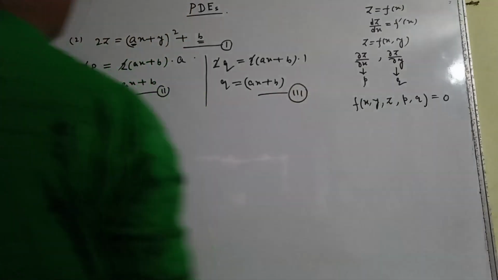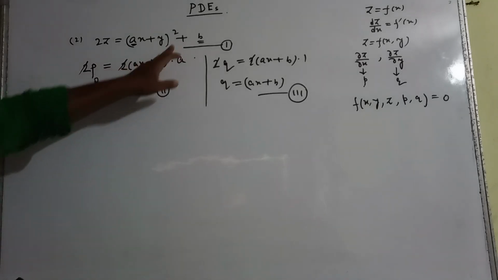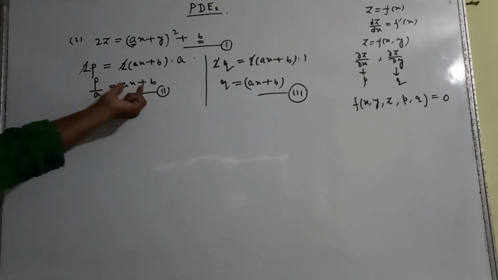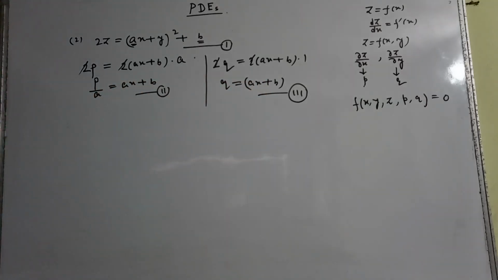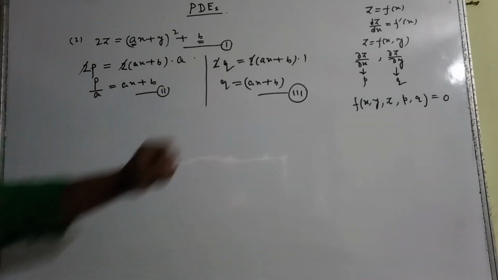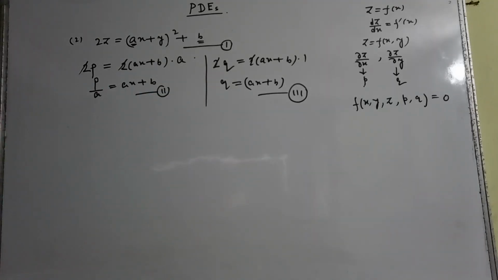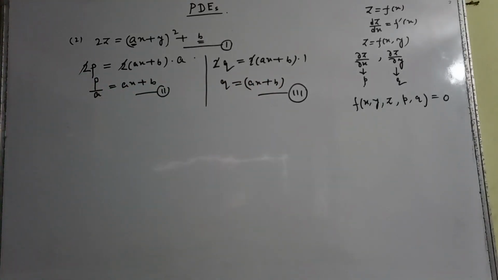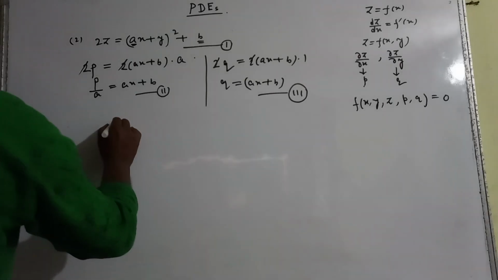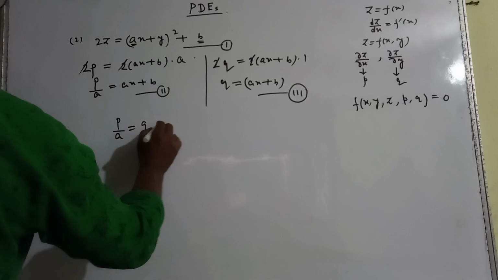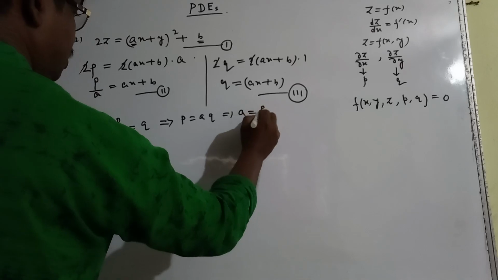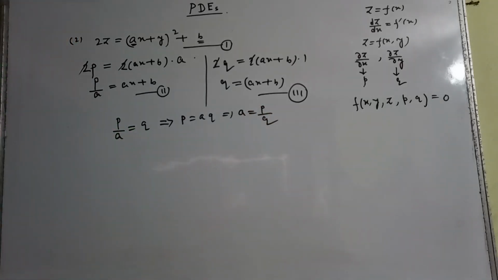Now we have to eliminate a and b from these three relations 1, 2, 3. If we observe 2 and 3, we see that ax plus y is the same. Then p by a equals q. From this, p equals aq, so a equals p by q. So we have found a equals p by q.